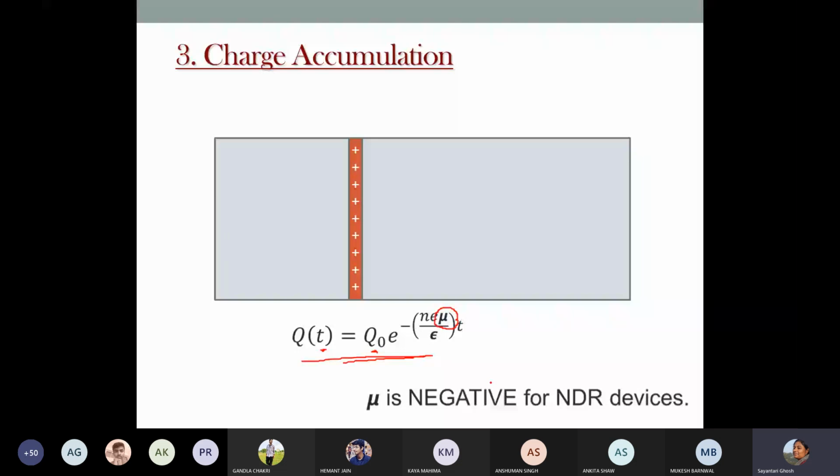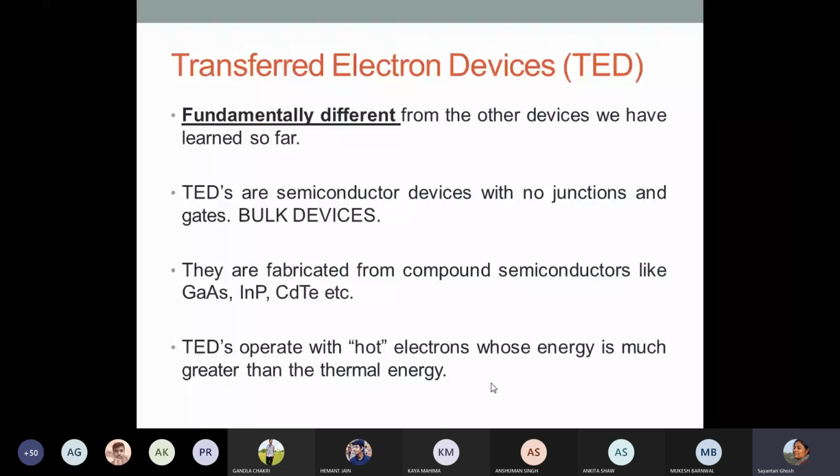So this is one of the properties that is going to help us understand more about the device that we are going to talk about today, and that is Gunn diodes. These Gunn diodes basically belong to a family of devices called transferred electron devices, which are fundamentally different from the other devices that we have studied so far. The first and most important point here is that these devices are basically bulk devices.